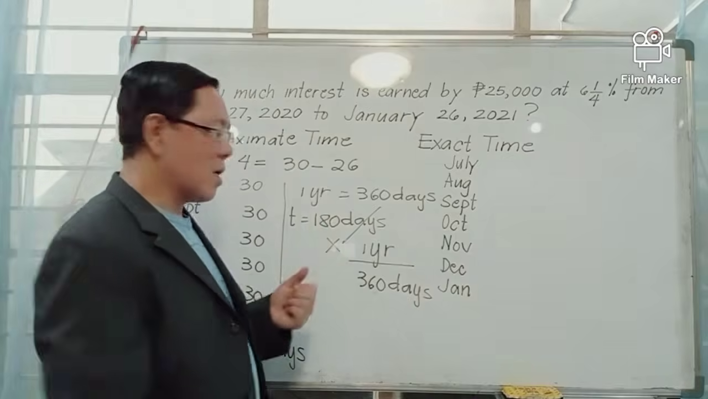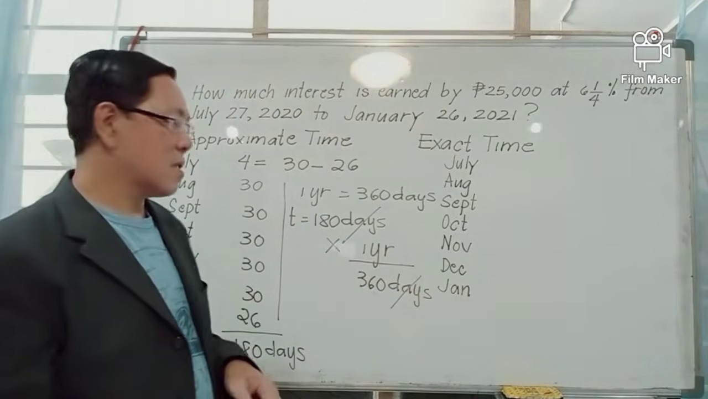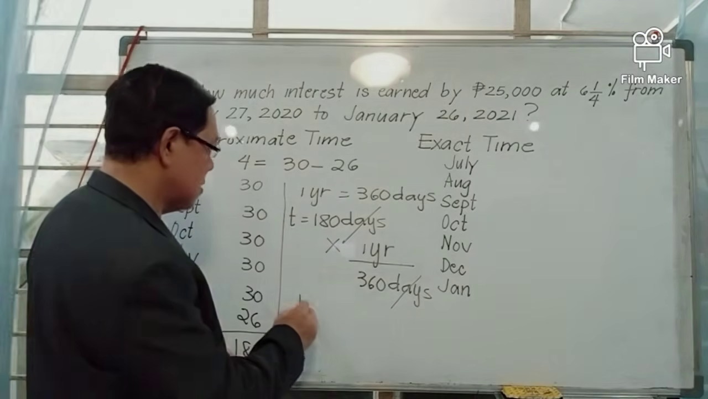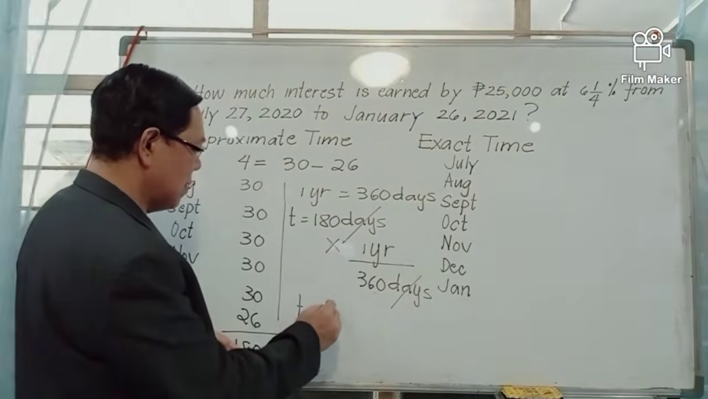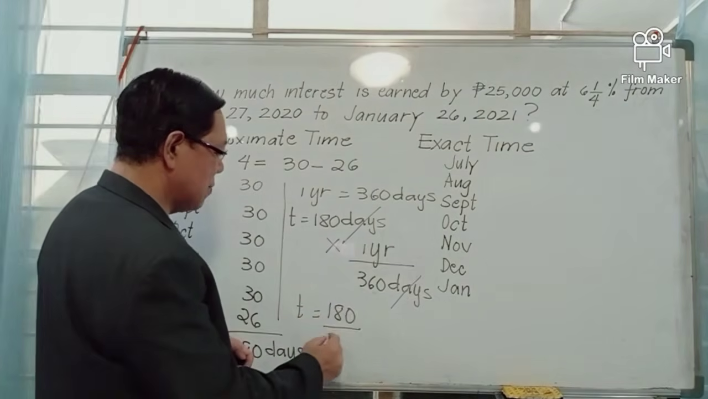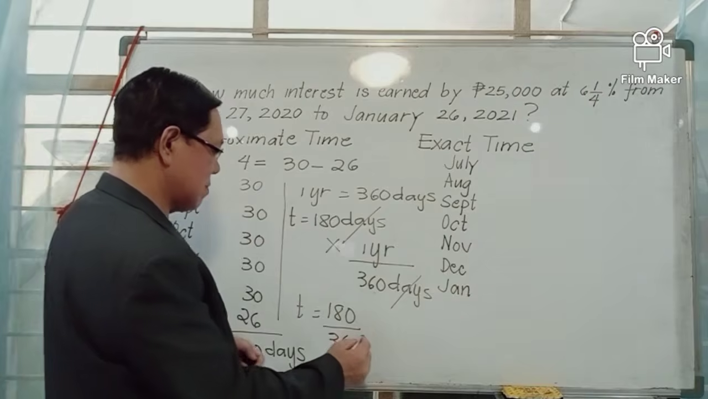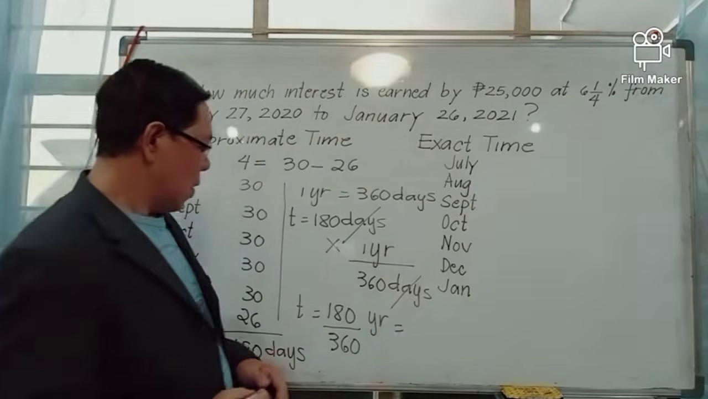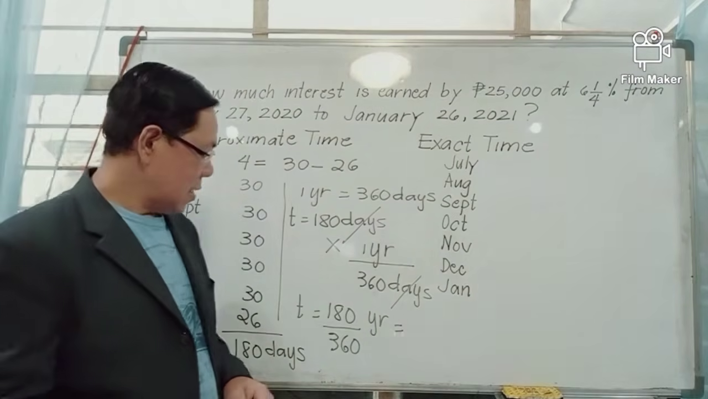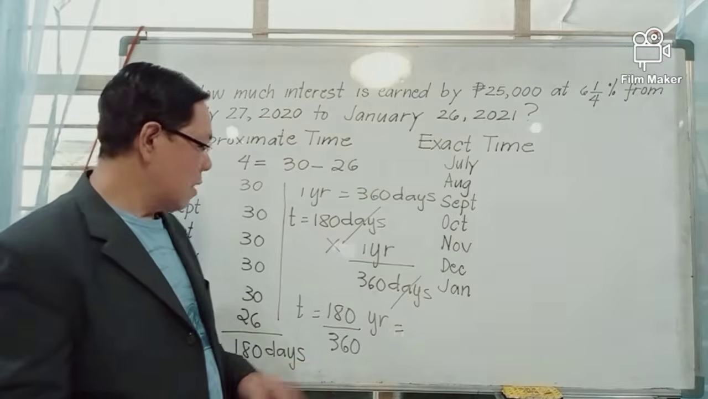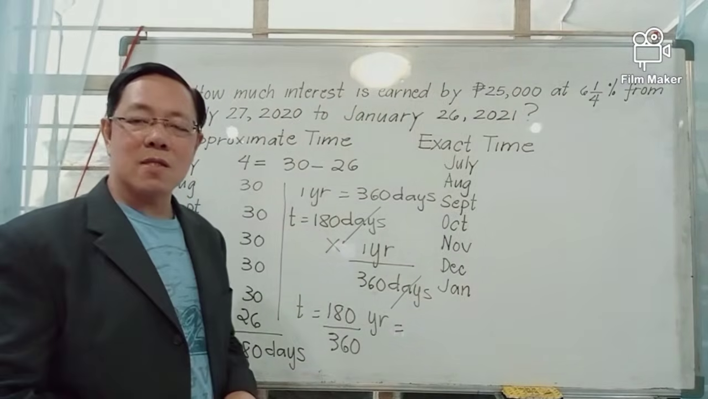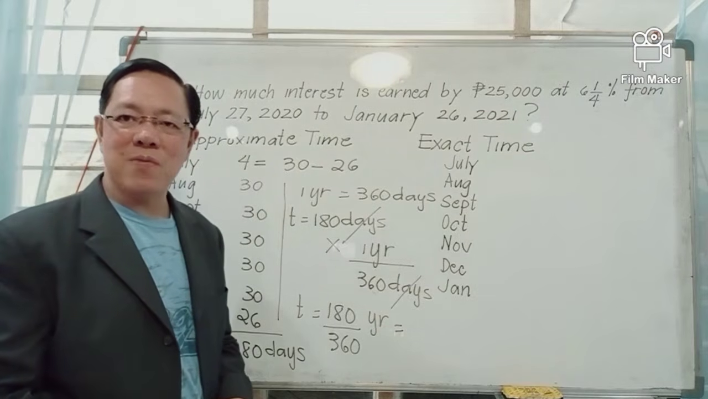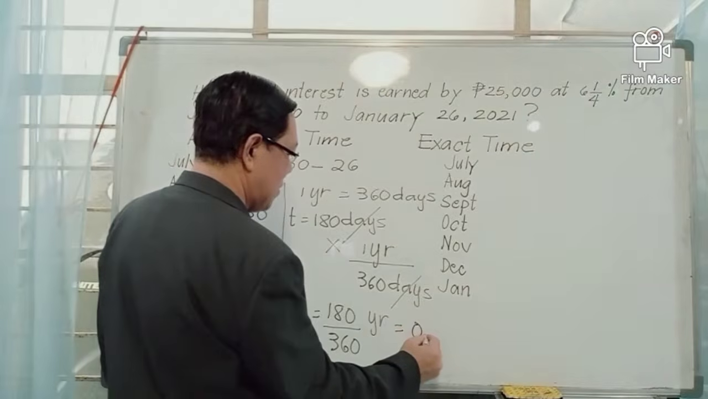Days from the numerator and days from the denominator will cancel out. And you get 180 over 360 year. 180 divided by 360, or in decimal places, 180 over 360 is 1/2 in lowest terms. And 1 divided by 2 is 0.5 year.